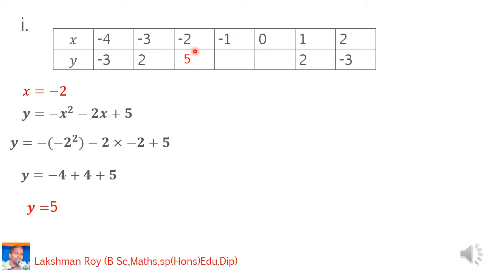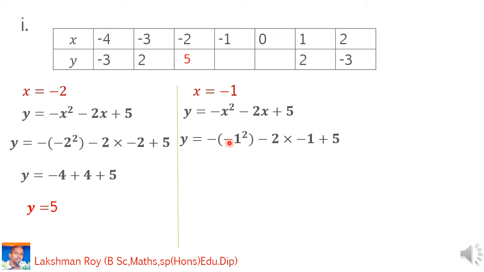Let's move to the next value, when x is equal to negative 1. Substitute in this function: negative 1 squared, and the negative sign is there also, then minus 2 into negative 1, then plus 5. Negative 1 squared means negative 1 into negative 1, that is positive 1, which multiplied by the negative sign gives negative 1. Then negative 2 into negative 1 is positive 2, then plus 5. Negative 1 plus 2 is positive 1, and adding 5 gives positive 6. That is the value of y.